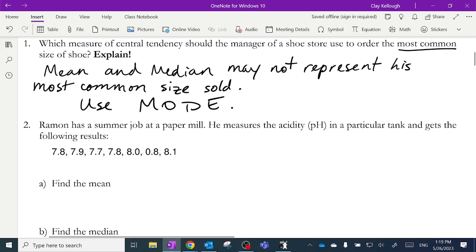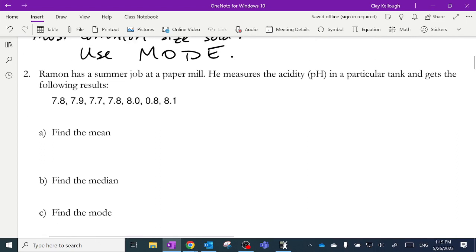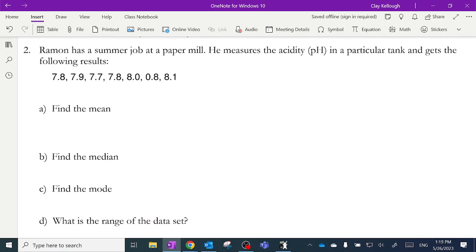Okay, Ramon has a summer job at a paper mill. He measures the acidity, the pH in a particular tank, and he gets all these results. Everybody from chemistry remembers that 7 would, of course, be neutral. Basically, that's the pH of water, right? So take a look at all these pHs. They're all higher. Does that mean that they're acidic or basic? The lower it is, the more acidic it is. So these would be caustic, basic, right?